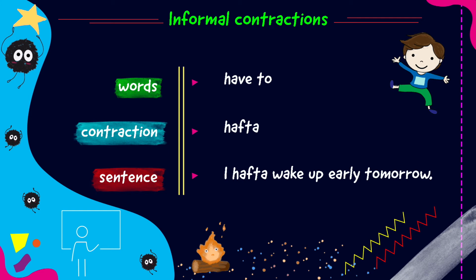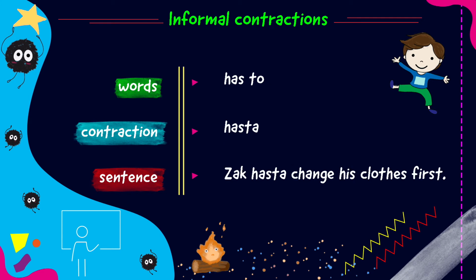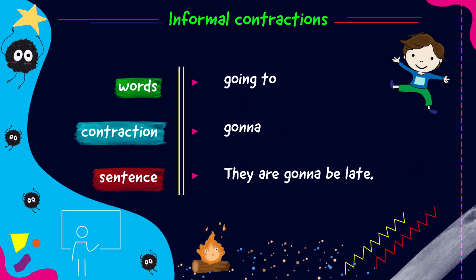Have to, have to. I have to wake up early tomorrow. Has to, has to. Zach has to change his clothes first. Going to, gonna. They are gonna be late. Ought to, oughta. She oughta go home.